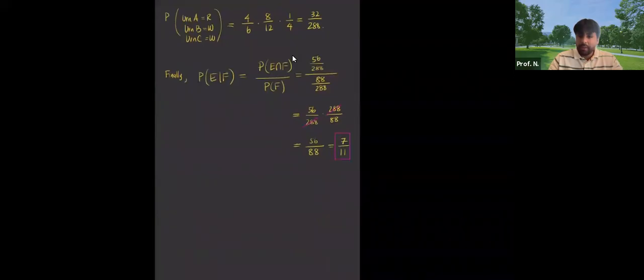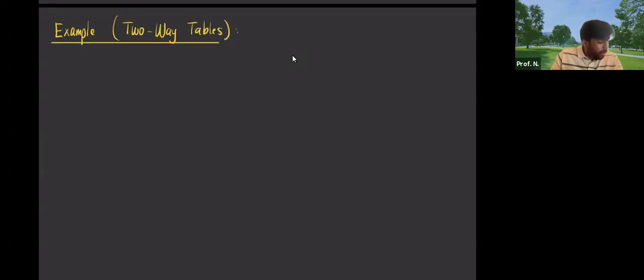Okay, we have a few more minutes left. And so I want to see if we can do something really quick. The conditional probability is very apparent when we have what are called two-way tables. So I'm going to give you a simple example here.